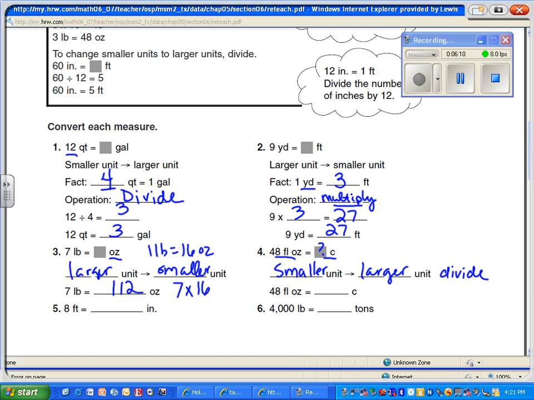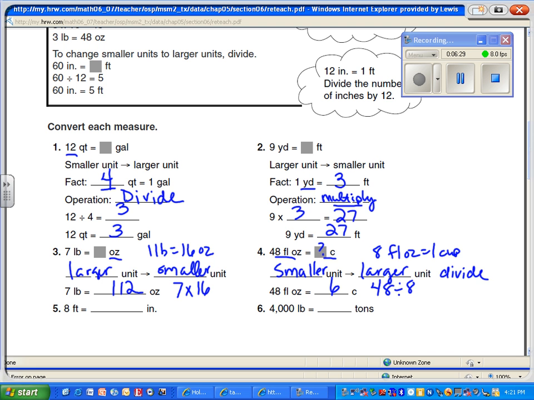So 48 fluid ounces divided by, oh, we've got to make sure we know how many. So go back up to the capacity, and you see that there's 8 fluid ounces in 1 cup. So we're going to divide 48 divided by 8. That gives us 6 cups.